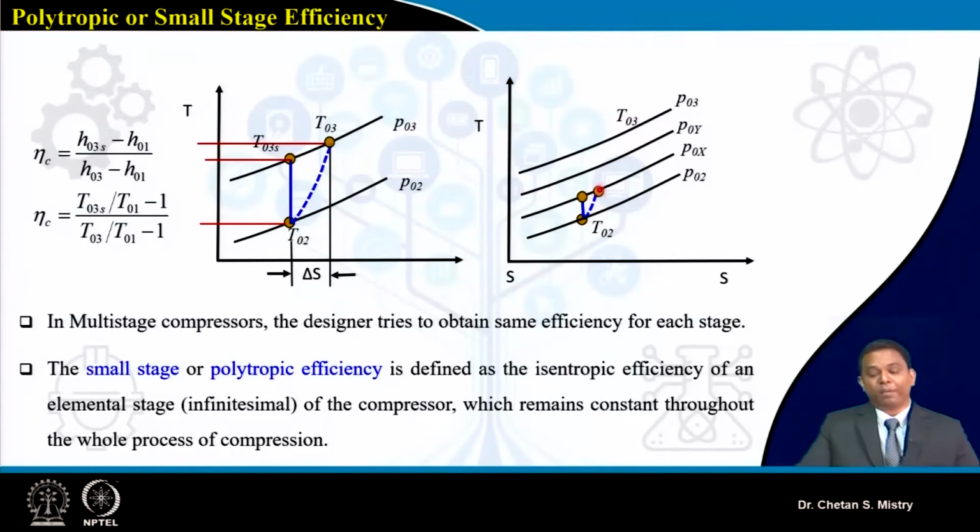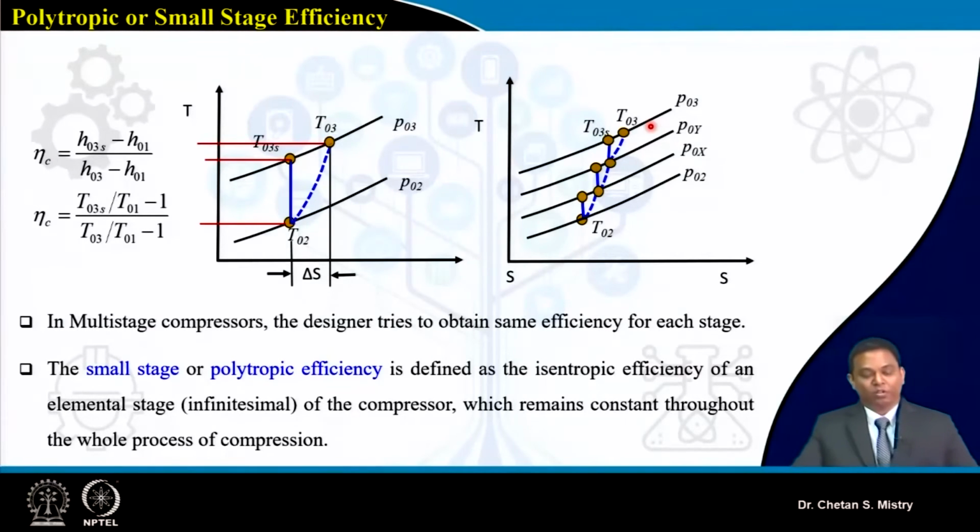Now the temperature that comes out of my first stage will be entering my second stage, and that will go for isentropic compression. In actual, my temperature will be larger. Similarly, for my third stage I will have a temperature rise, that is T03s, and this represents my T03.